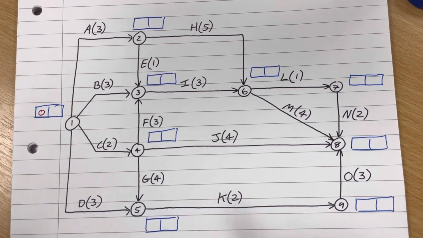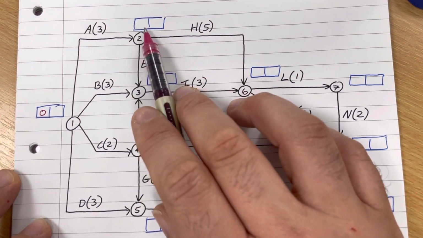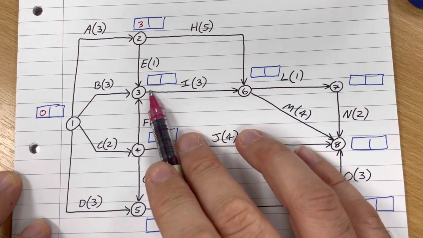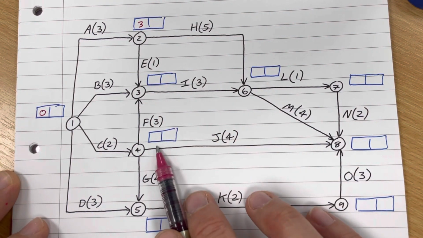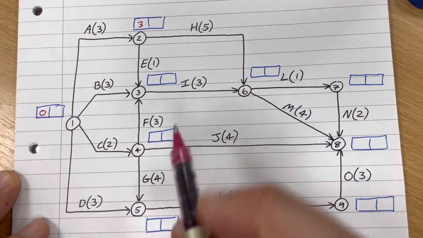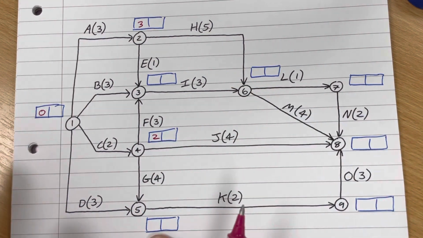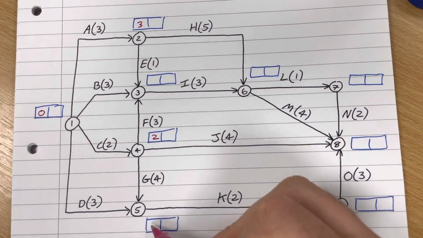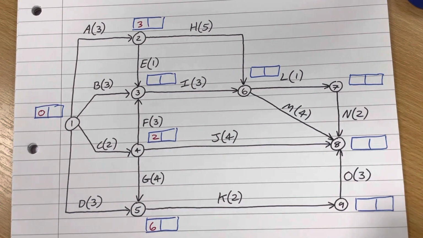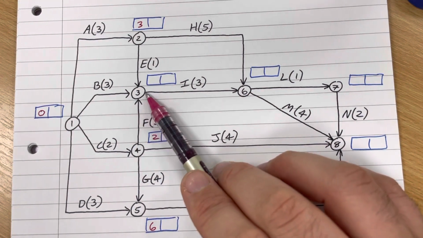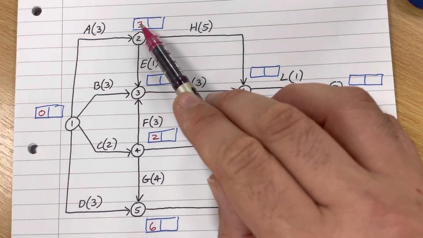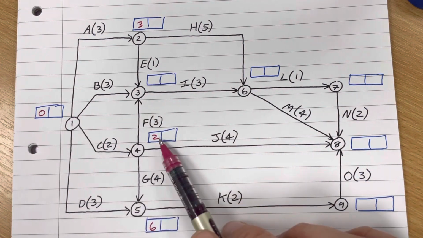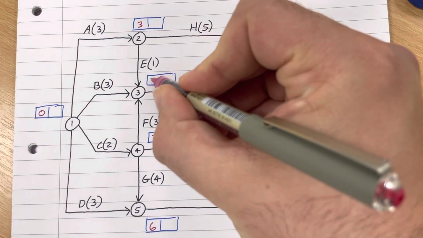Okay, so on the way forward, this has only got one input, so that's going to be the number 3. This has got 3 inputs, so I can't do that one yet. This has got one input, so that's going to be 0 plus 2, which is 2. This has got 2 inputs, so I've got a choice of 0 plus 3 or 2 plus 4. On the way forward, I'll take the biggest number, so it's going to be a 6 in there. This one's now got 3 inputs, so I can check all 3 of those now. So 3 plus 1 is 4, 0 plus 3 is 3, and 2 plus 3 is 5. So the biggest of those is 5.